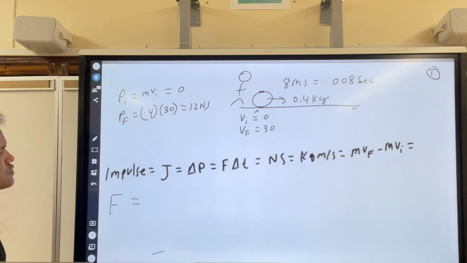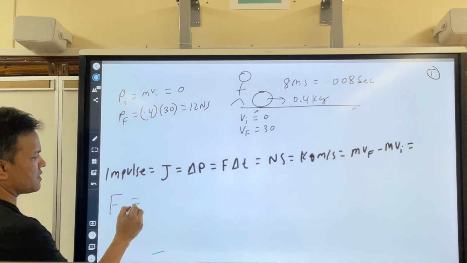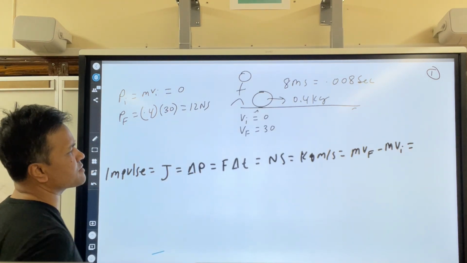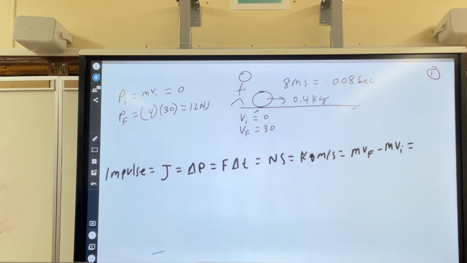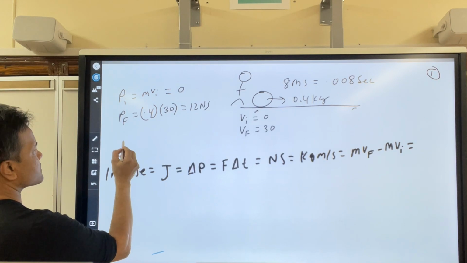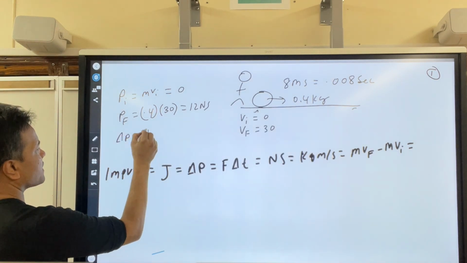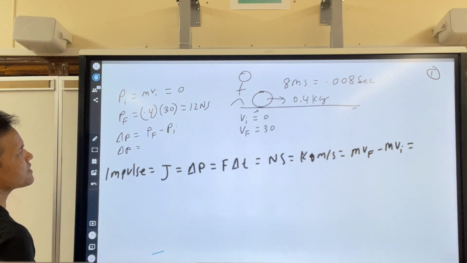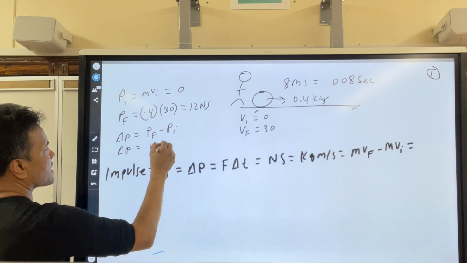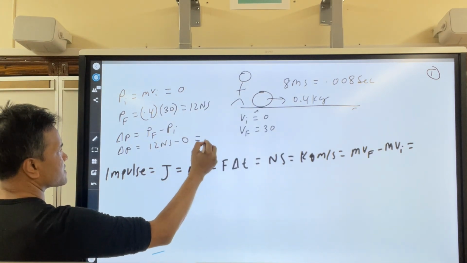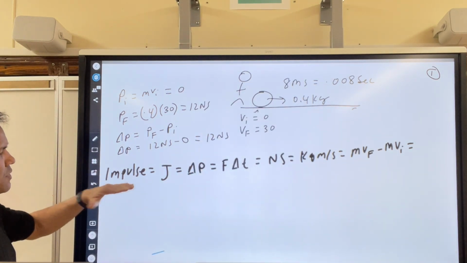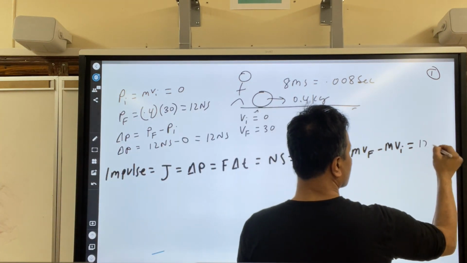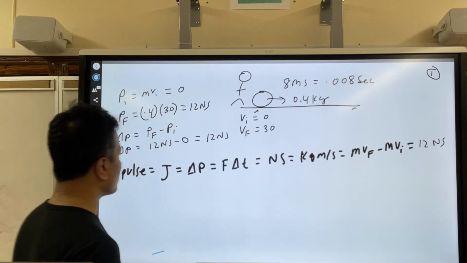Okay, good. So what is then the impulse? Impulse J is delta P, which is equal to P final minus P initial. P final is 12 Newton second. P initial is 0. So impulse J is delta P is equal to F delta T, everything is equal to 12 Newton second. Okay, good. Now we find the F.